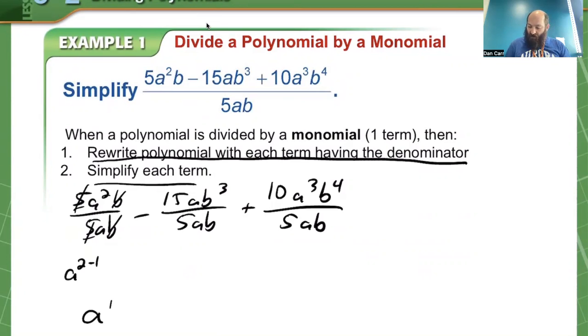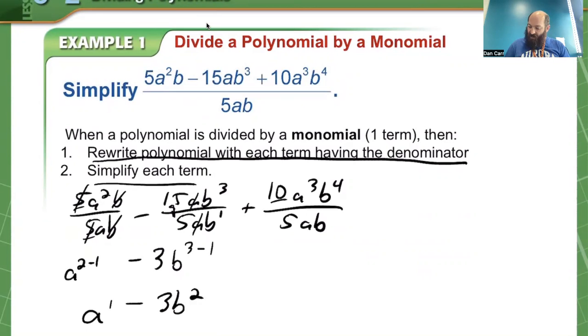My second one, I got 15 divided by 5, so that is going to turn into 3. I have a divided by a, so those are actually just going to cancel each other out to 1 and 1. And then I have b to the 3 minus 1 here, so I can subtract those two. So that turns into 3b to the second power.